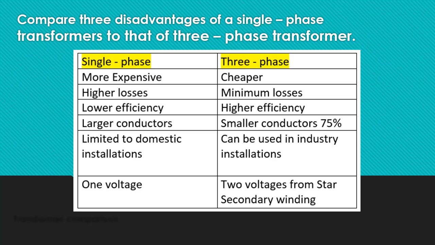3-phase, smaller conductors. Single-phase, limited to domestic installations. 3-phase can be used in industry installations. Single-phase, 1 voltage. 3-phase, 2 voltages from star secondary winding.